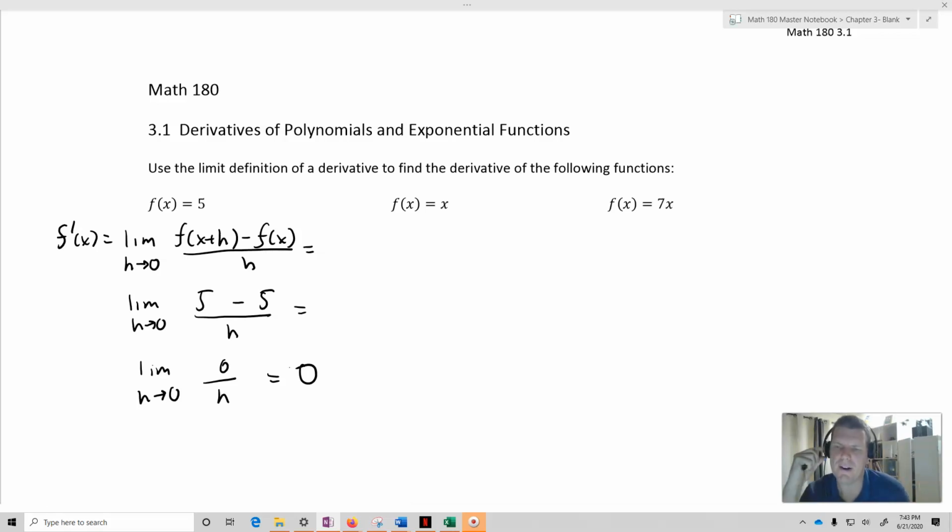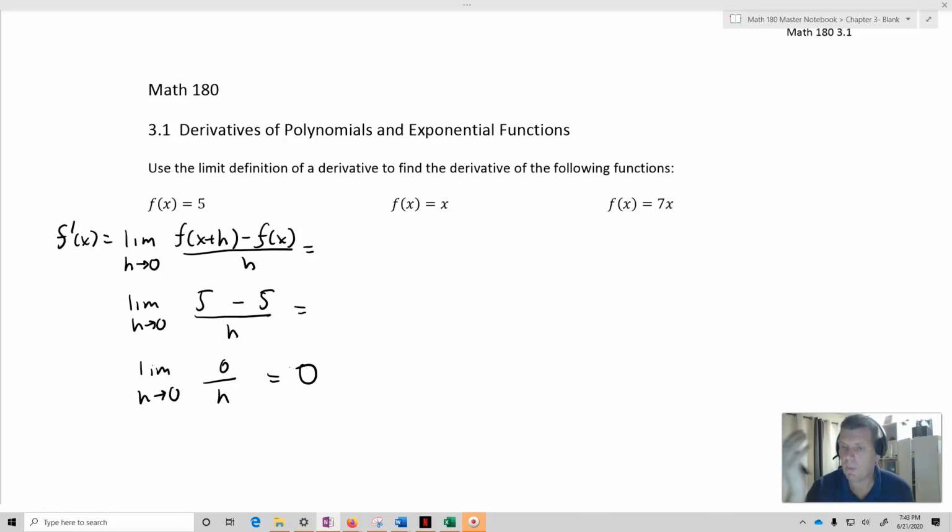Now, since this is a constant function, does it really matter that it's a 5? It doesn't really matter. It could be any number, really, as long as it's a constant. We're going to end up with 0 as its derivative. That's going to turn out to be the rule: the derivative of a constant function is going to be 0.